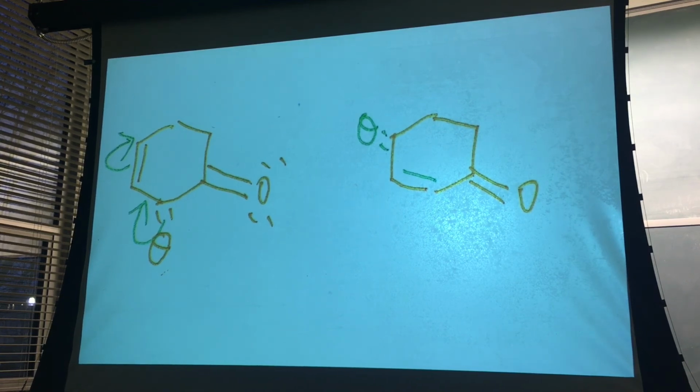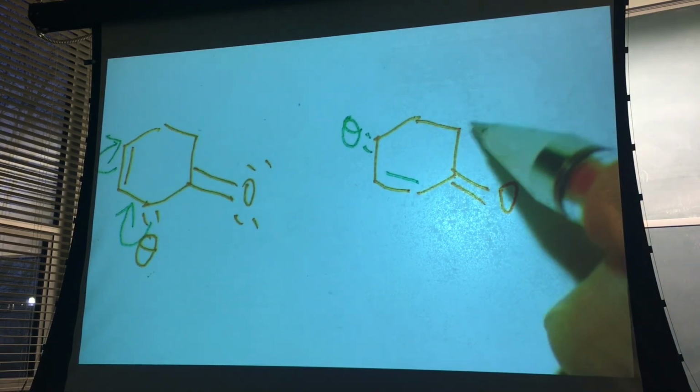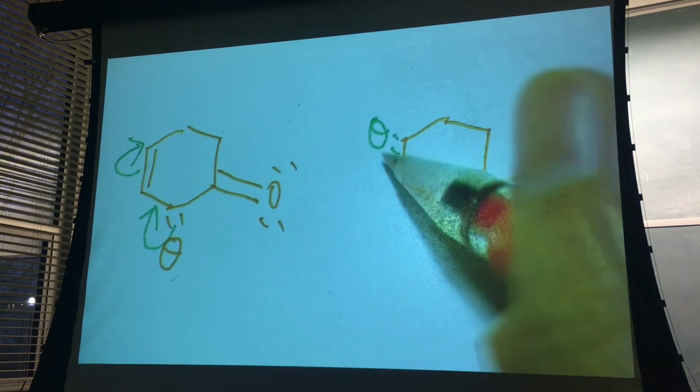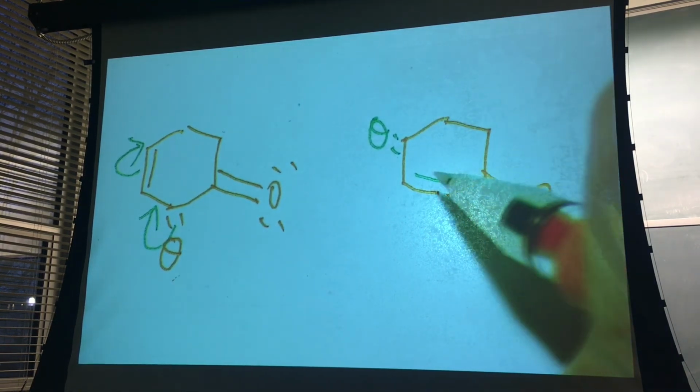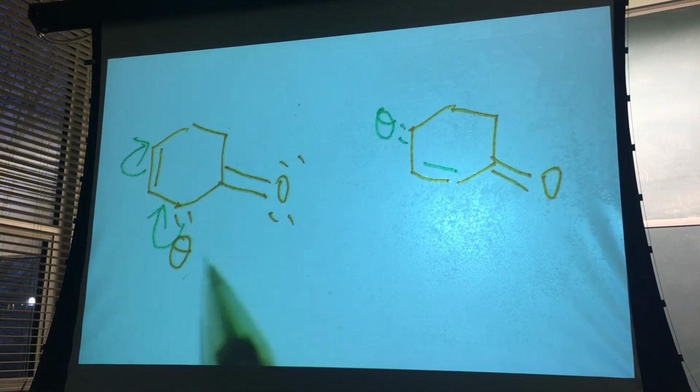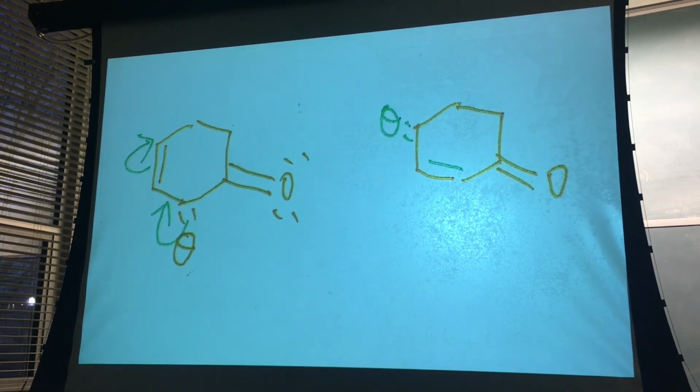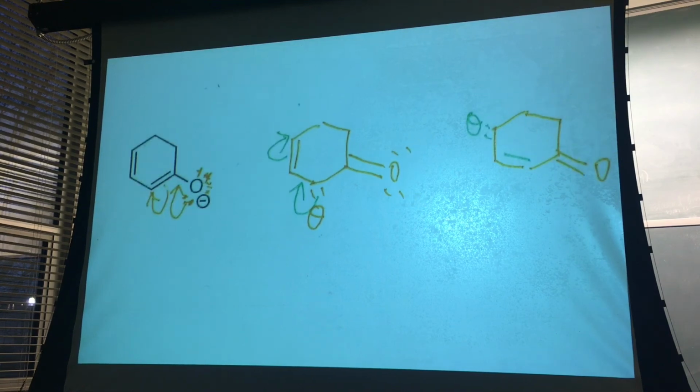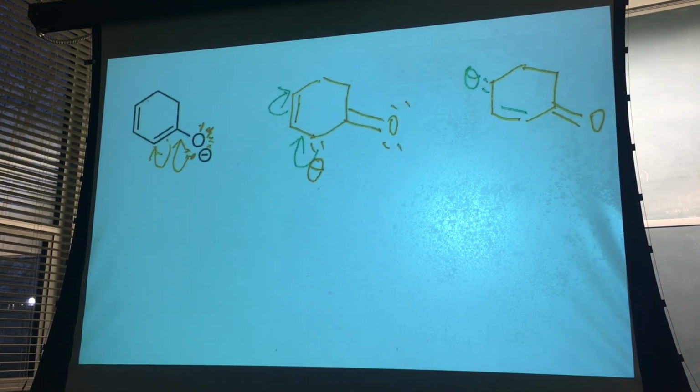In this case, because the rest of them are sp3, you cannot move electrons anymore. The only choice is to move electrons back, which is going to give you the previous structure. So in this case, it only has these 3 structures. Good. Any questions on this one?